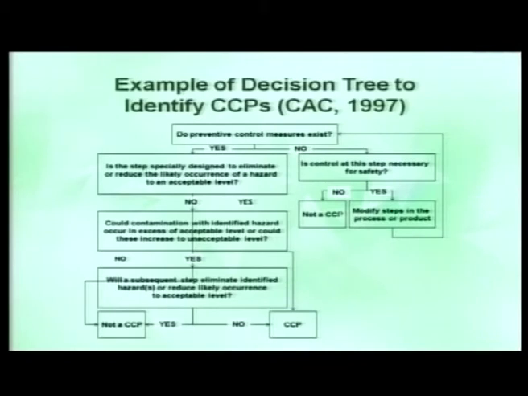In that case, we say, will a subsequent step eliminate the identified hazard or reduce the likely occurrence to acceptable levels? If the answer is yes, that means there is another step in the process flow diagram which can help in reduction of this hazard. We will not make it a CCP. In case the answer is no, for example, if after cooking it actually goes onto the plate of a consumer, then that means we need to consider this as a critical control point.